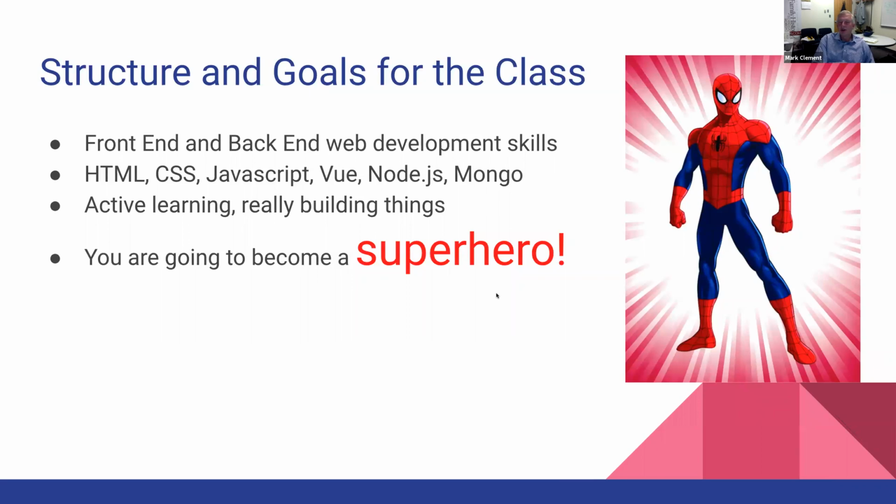So structures and goals for the class. You're going to learn both front-end and back-end web development skills. That will include HTML, CSS, JavaScript, Vue, Node.js, MongoDB. And in case you haven't noticed, that is like a good list of what most companies that are trying to hire somebody are looking for. They're going to want their employees to know those kind of things. So it really prepares you for a large number of jobs.